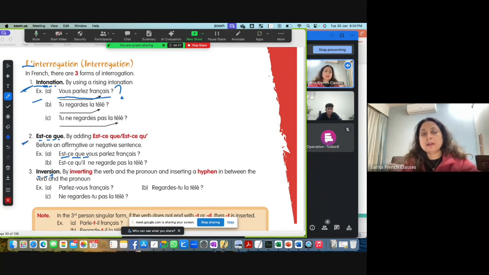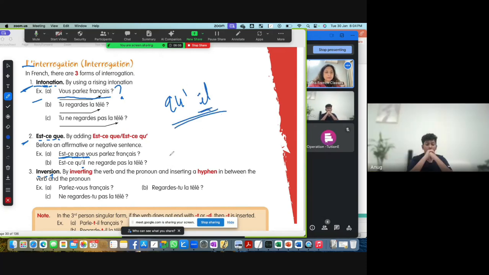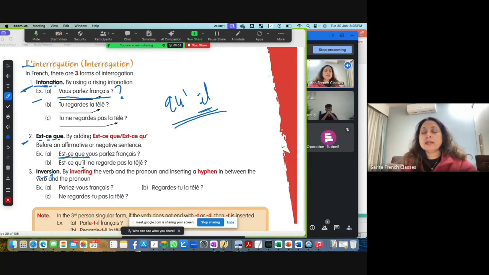Next is est-ce que. In est-ce que, in the same sentence, we just add est-ce que. Can you see that? Est-ce que vous parlez français? Do you speak French? And if the next word starts with a vowel, like qu', we will put qu' or il, because i is a vowel. Est-ce qu'il ne regarde pas la télé? So normally whenever we make any question, we use est-ce que more than inversion.